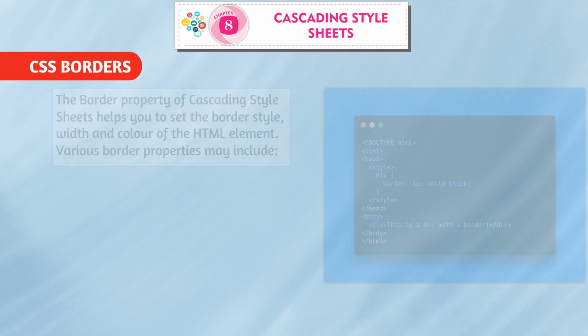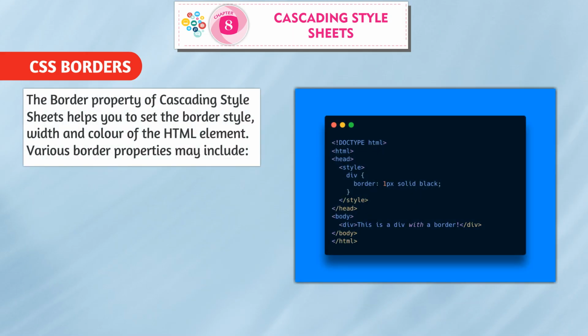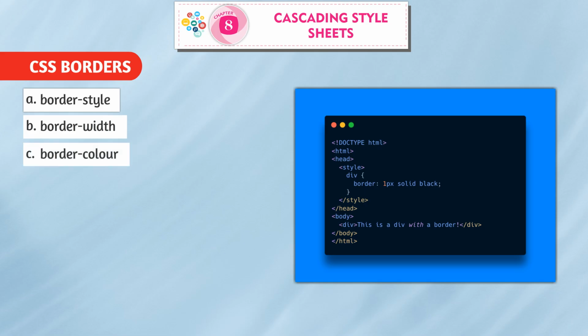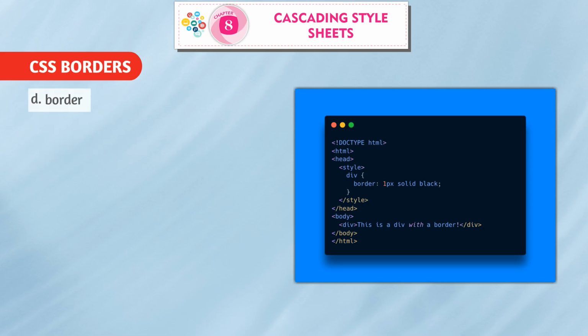CSS borders. The border property of Cascading Style Sheets helps you to set the border style, width and color of the HTML element. Various border properties may include: A. Border style, B. Border width, C. Border color, D. Border.